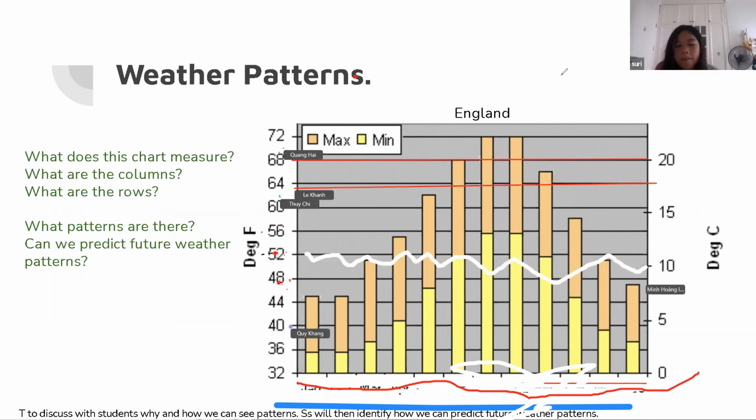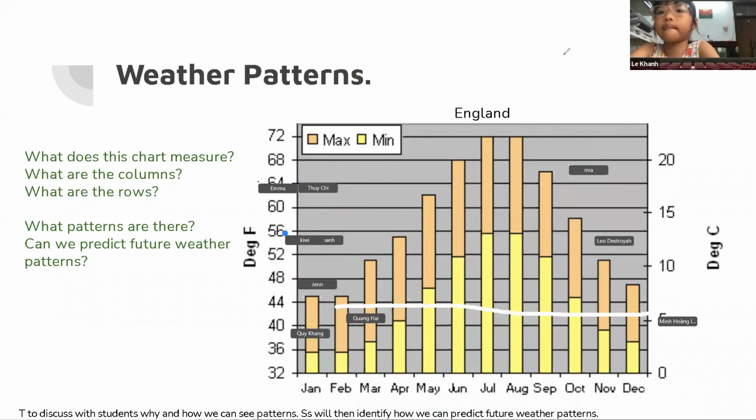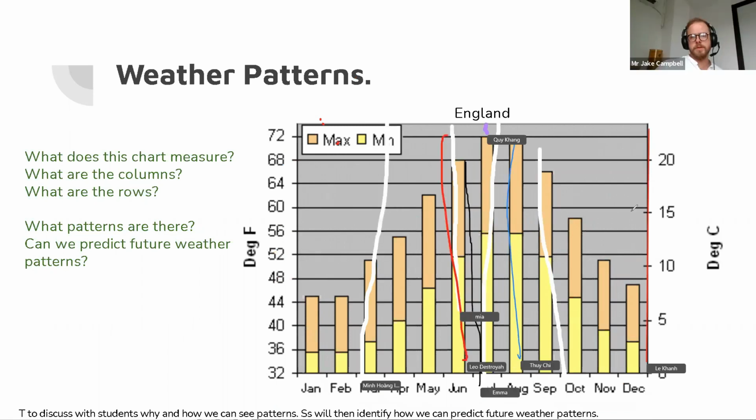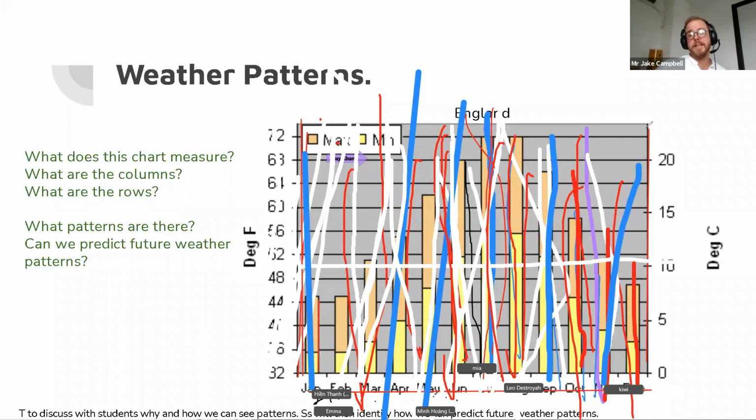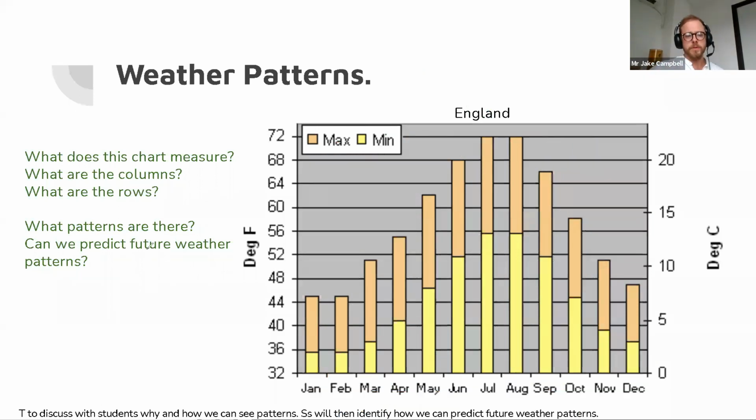Okay, I'm going to clear this. Now show me all the columns. Good, Mia. Good, Leo. Quick Kang, very good. We can identify the difference between rows and columns. Can you tell me, what does the yellow color identify? What data is the yellow color?